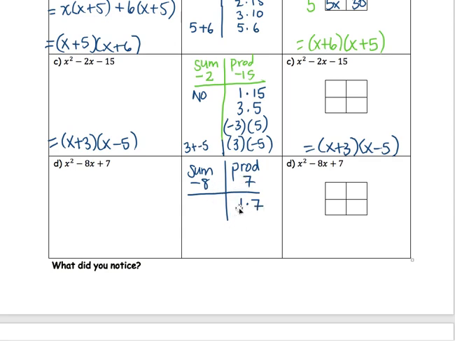Okay, so if I add or subtract them, can I get 8? Yes, I can. But here's the condition. We need to have a +7 and a -8. So how do we get there? Well, the other possibility here is that you can have -1 and -7, right? We'll multiply to 7 or add to -8.